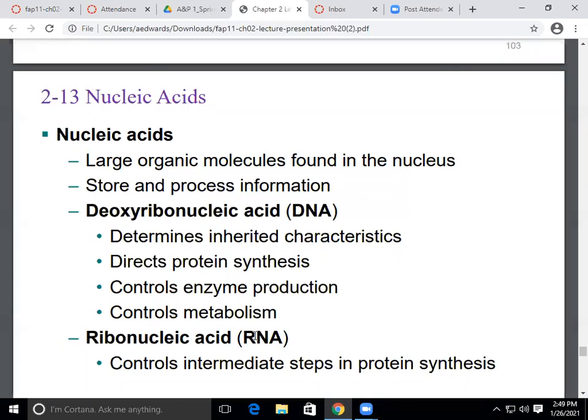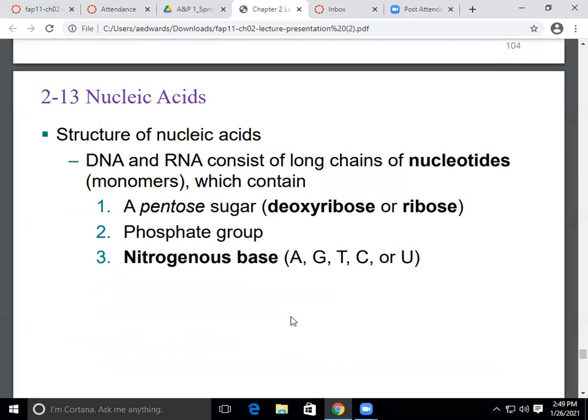Now, RNA is an intermediary. It controls a specific step in the middle in protein synthesis. Doesn't control the whole process. All right, so let's talk about nucleic acid structure. So DNA and RNA are going to consist of long chains of nucleotides. All right, so these are monomers. So just like you have the monosaccharides in carbohydrates and the amino acids in proteins, in nucleic acids you have nucleotide monomers. And what are they built of?